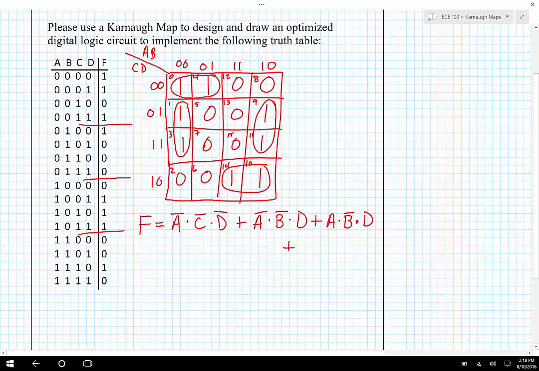And then I can say or, and then cells 10 and 14, those both belong to C and not D, and then they both also have A. So I have A and C and not D. So that is the optimized sum of products expression that can be used to implement this truth table.